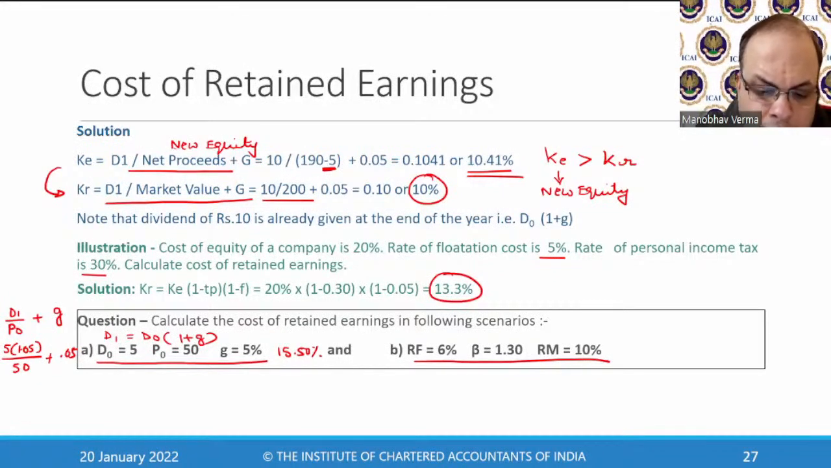Okay, for B, I am getting two answers, 11.2 and 13.67, or 13.6 or 13.78. So I'm getting two answers here. So let's understand this one as well.